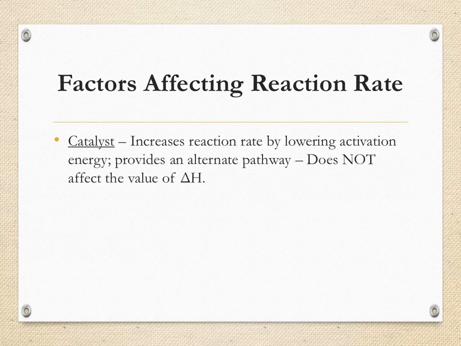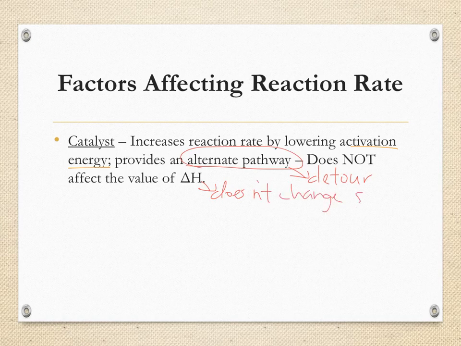And the last one we have is a catalyst. A catalyst is something that increases the reaction rate by lowering the activation energy. We're going to talk about activation energy in just a second. It's how much energy it takes to get the reaction started. What you really need to know about a catalyst is it provides an alternate pathway or a detour. And it does not affect the value of delta H, which means it does not change the starting or the ending point.